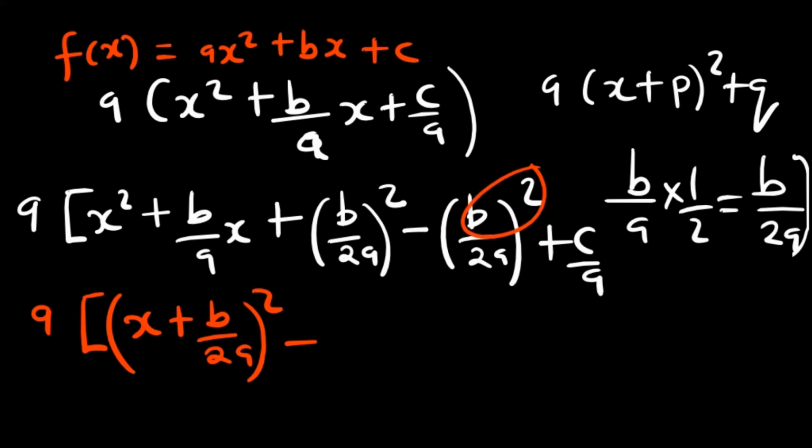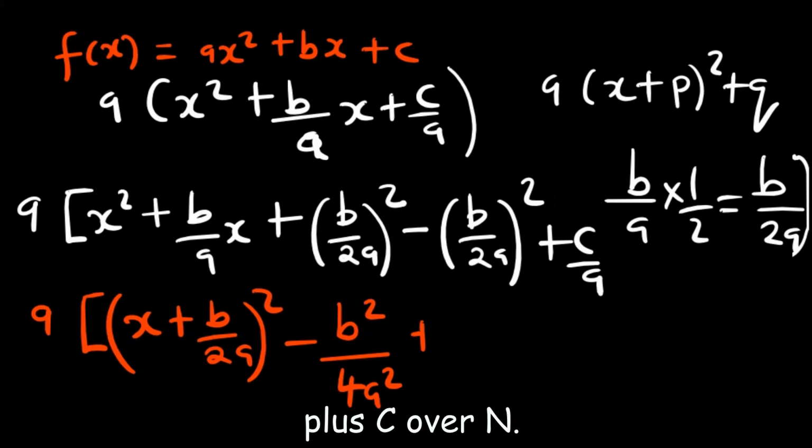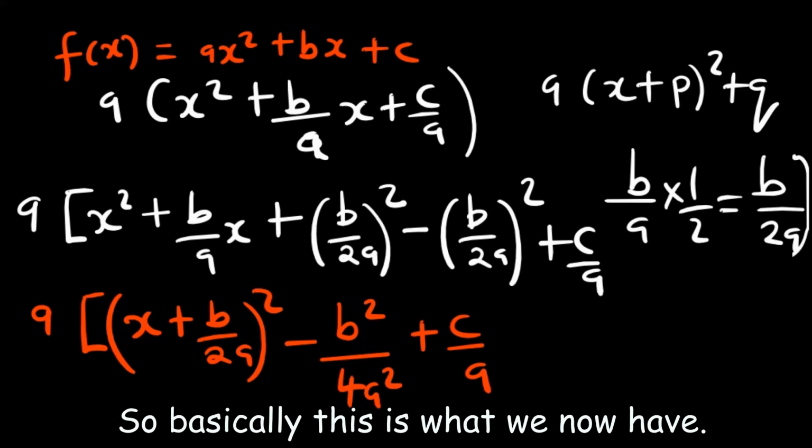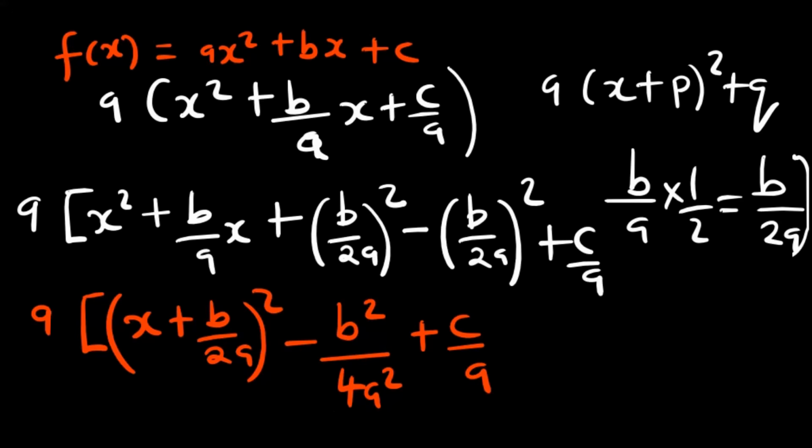So if I'm going to simplify this, it's going to be b squared over 4a squared, because the square is going to be on the 2 and on the a, plus c over a. So basically this is what we now have. Now that we've got this, you can further simplify it and it gives you a very tangible answer if you just find the common denominator.